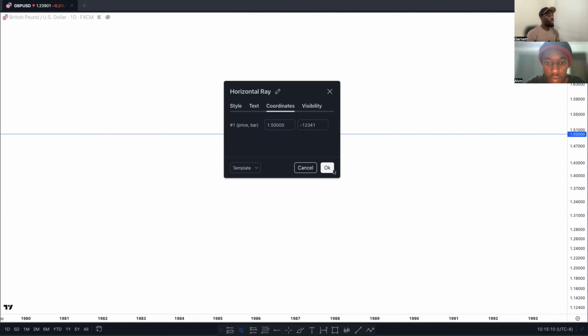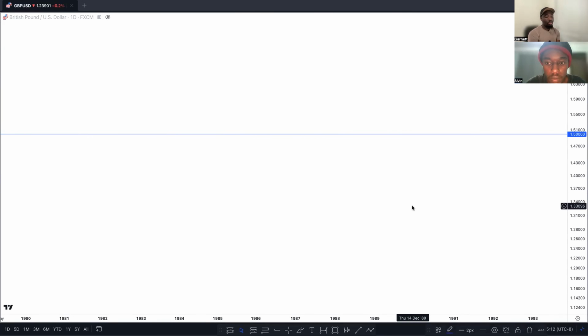Let's do something like this. All right, cool. So that's your first level right there. That's a round number, right? 1.5000, so 1.50,000. Okay. So that's your first level right there, completely easy. Now, if I ask you, give me another level above this and one below this.